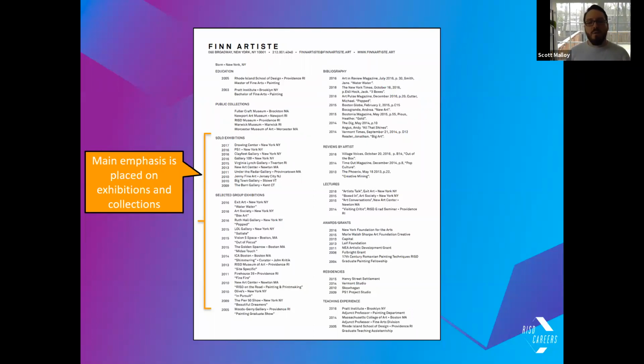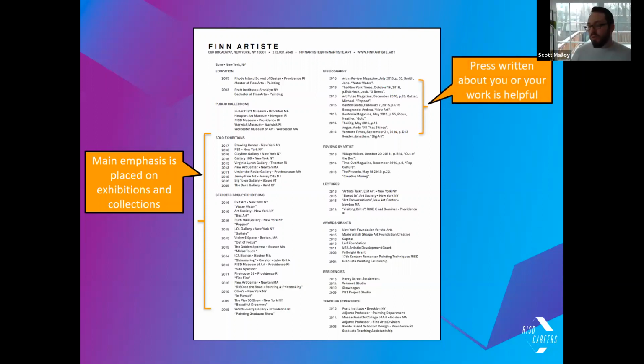But you would have a category of selected exhibitions in a prominent position on the resume, and it's probably the most important thing. In this case, we're calling it bibliography. It's another term for it, but really you could call it a press section as well, where you might be highlighting any writing that's ever been done about you.